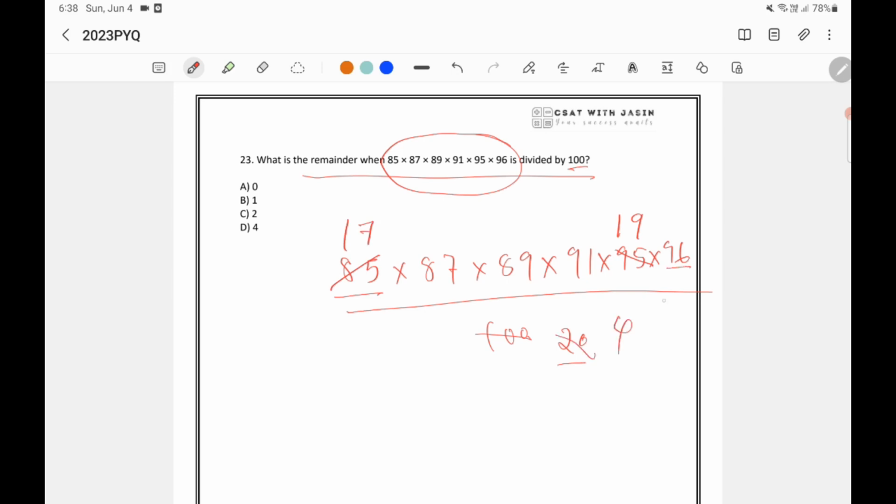Now 96, if I cancel by 2, it is going to become 48. If I cancel by 2, it is becoming 2. Again 48 is divisible by 2. I can cancel 2 in both numerator and denominator. It will become 24 and it will become 1. So that means our denominator is becoming 1. That means all the things are getting cancelled. That means the number that is formed is exactly divisible by 100. So the remainder will be 0. Okay, so the answer is 0.